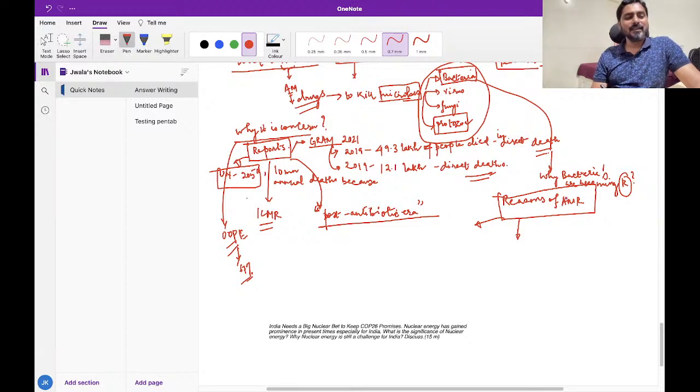Okay, so reasons of AMR. Bacteria or any microbe naturally evolve. If you use something to kill them, then they will naturally evolve and become resistant. But what is happening is that we are making them evolve faster, and because of that, there is a concern. So how are we making the bacteria evolve faster?